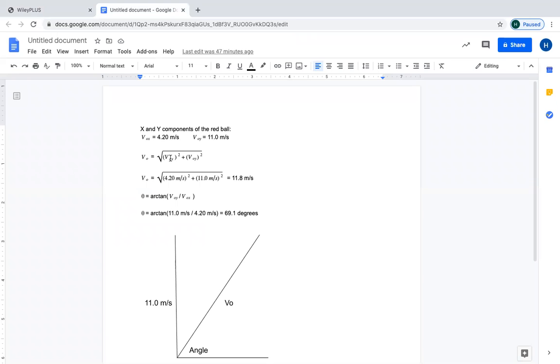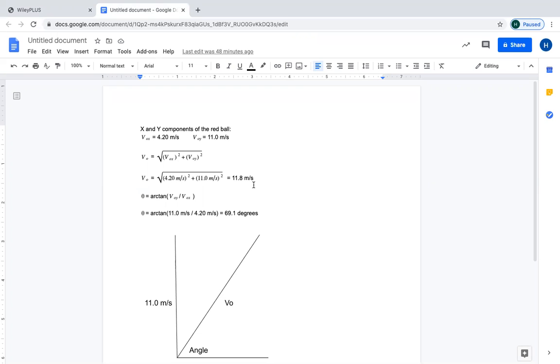So it'd be the square root of v naught x squared plus v naught y squared. And so that would be the square root of 4.2 meters per second squared plus 11 meters per second squared, which would get 11.8 meters per second. And that would be the launch speed.